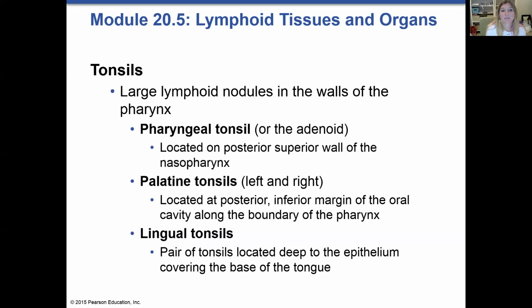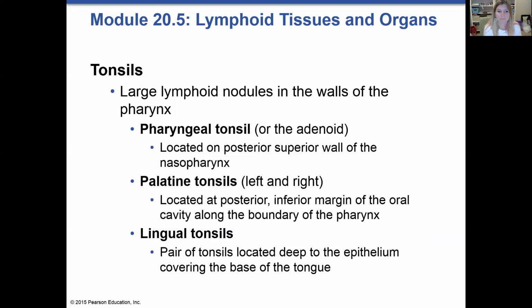Tonsils are specific lymphoid nodules that are within the walls of the pharynx. Pharynx is the fancy word for throat. There's the pharyngeal tonsils, which are also called the adenoids. You might have heard of them before. They're located on the back, kind of upper wall of the roof of our mouth area, just kind of behind the soft palate. There's the palatine tonsils.